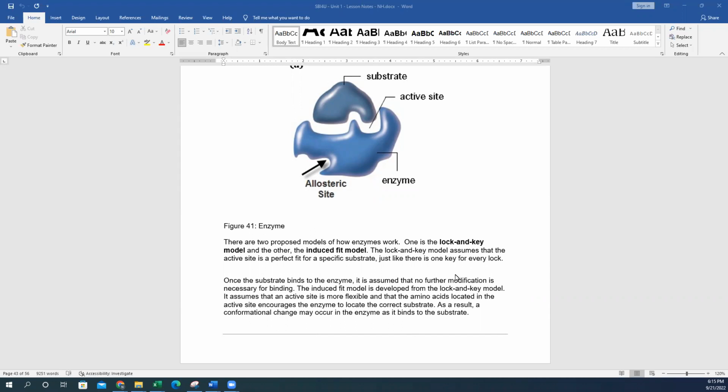But in the induced fit model, the assumption is that the active site is somewhat of the right conformation to be able to bind the substrate. But in fact, the binding of substrate actually induces an even more perfect fit in this region where there is the interaction between the substrate and the active site. And as a result of this conformational change, the enzyme is better able to bind to its substrate.